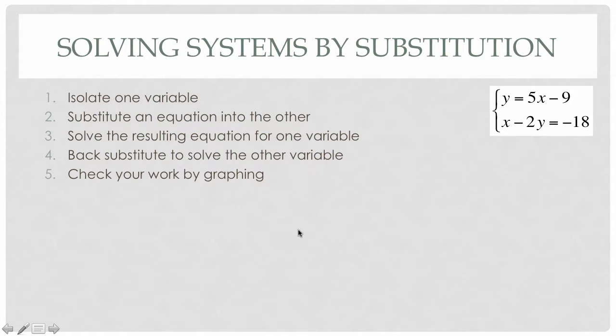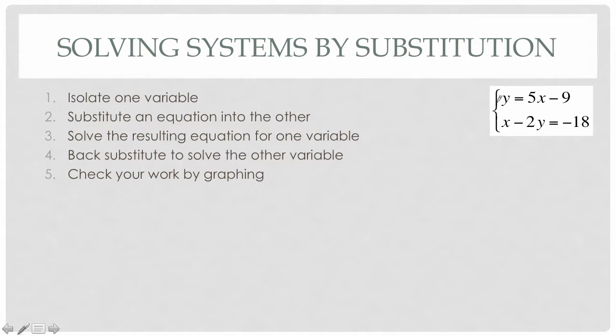The substitution method for solving a linear system is similar. I substitute something in place of something else because it's equal. There are a lot of steps, so don't let this overwhelm you. But basically, we take one variable, get it isolated, and substitute one equation into the other. So let's start with that.